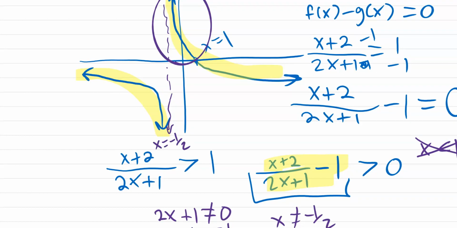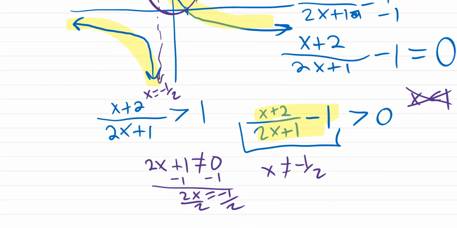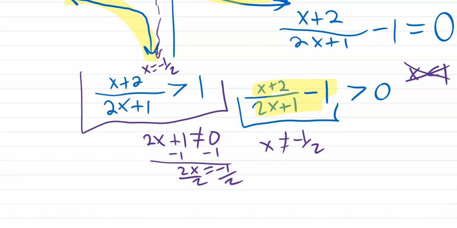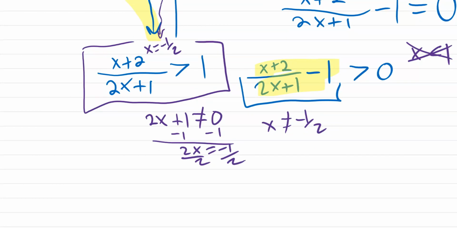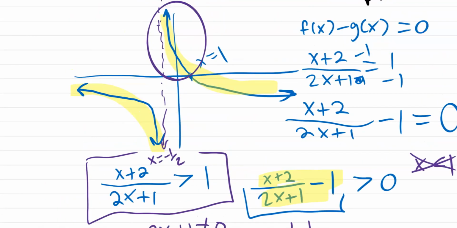And what does that do for me now? Well, where is this graph above 0? Well, negative 1 to the left, but it never reaches that negative 1/2. It stops. So really the answer to this question right here is from our asymptote, negative 1/2, to the 1. This is the interval from the vertical asymptote to negative 1. That's the only region it's above 0.